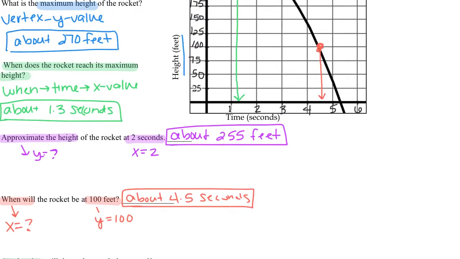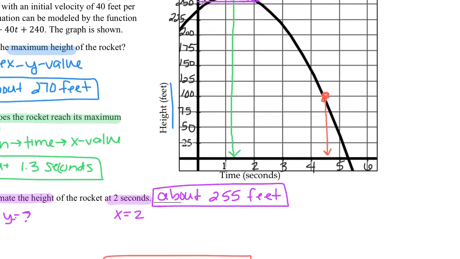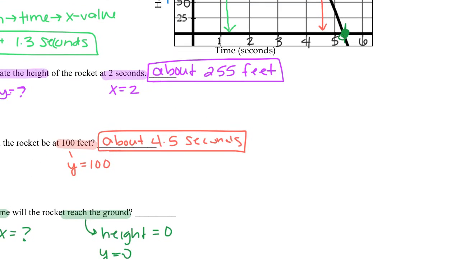So let's look at our graph. Find your ground level point, which is right here on the x-axis, because that is when y is equal to 0. And then when does this happen? Well, that's about, what, 5.2? So we can say that it hits the ground at about 5.2 seconds.